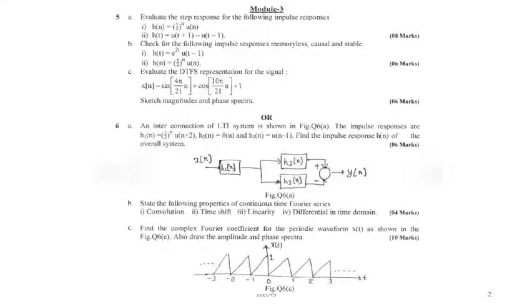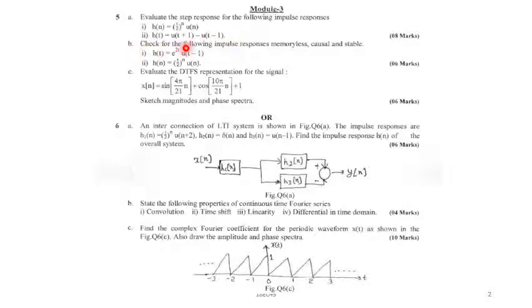Now first we'll discuss Module 3. Evaluate the step response for the system for the following impulse response. First one is h of n is equal to 1 by 2 to the power n u of n. And second one is h of t is equal to u of t plus 1 minus u of t minus 1. So this asks for 8 marks. You have to find out the step response. One is a discrete time signal, the other is a continuous time signal.